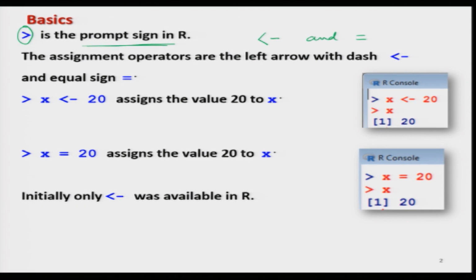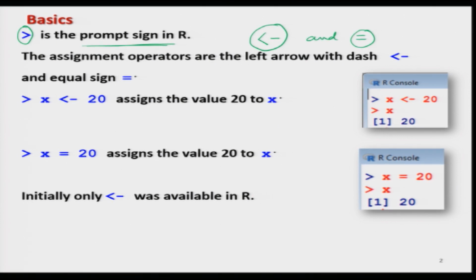When R started, people were trying to develop it on the same lines as the software S plus, and in S plus the assignment operator was this one, less than hyphen sign. So when R started, people used the same assignment operator in R also, and later on they changed it to the equality sign, which was a more popular assignment operator among programmers and software.